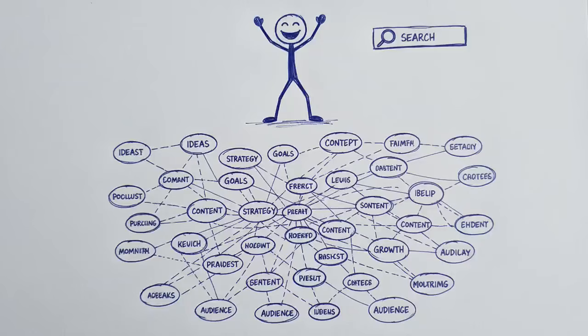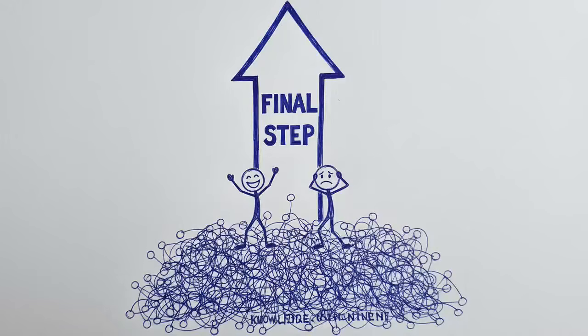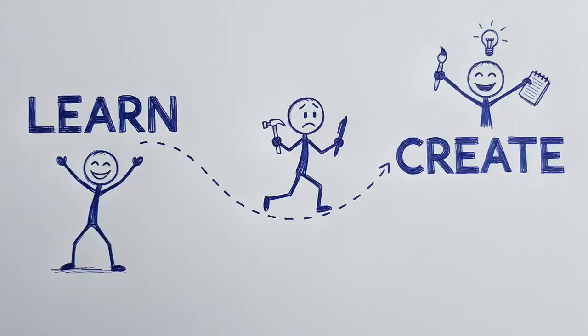You are building a visual, searchable map of your own understanding. You are externalizing your thought process, making it easier to find surprising connections. This web of knowledge is the foundation for the final and most exciting step. You have deconstructed the skill, you have assimilated the pieces, and you have linked them into a web. Now it is time to move from learning to creating.